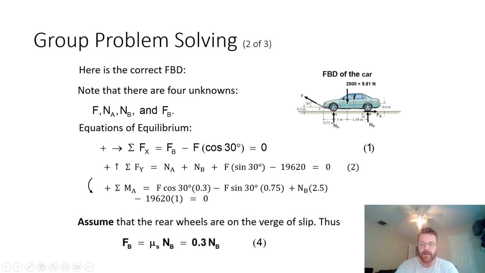So if we sum all moments about point A, we notice that if you have your car and you consider the rotation caused by the normal force at B about A, that is in a counterclockwise direction. So the sign convention for NB will be plus. NB, the perpendicular distance from the point A to the line of action of NB, is just this 1 meter plus 1.5 meters. That's where the 2.5 meters is coming from.